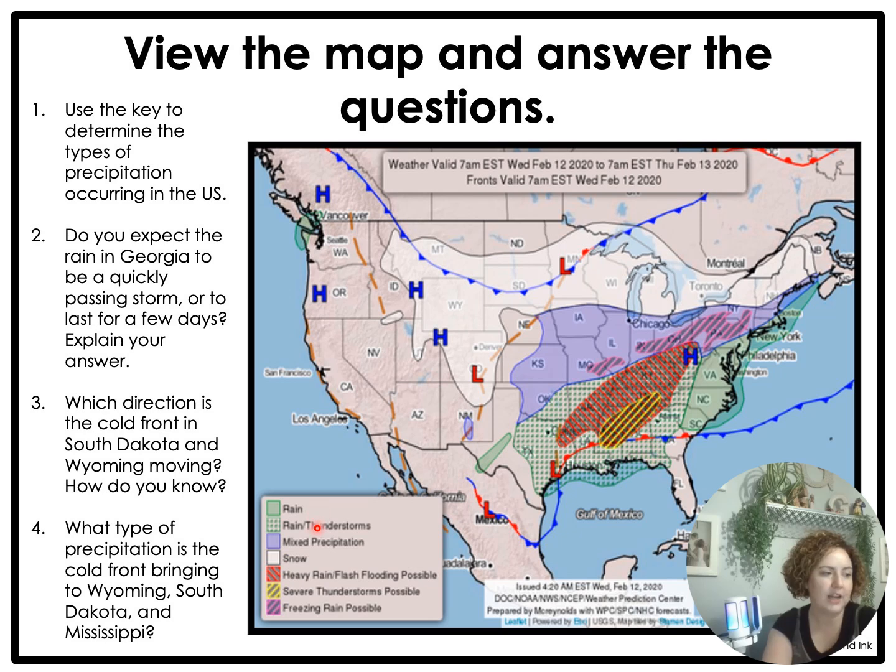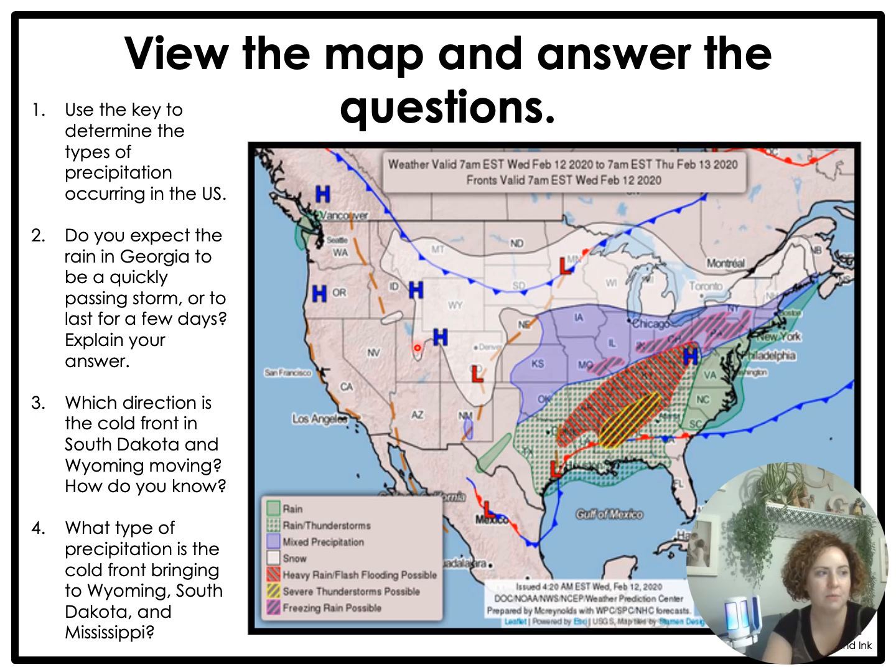So we have rain, rain with thunderstorms, mixed precipitation, meaning that we get a little bit of rain, a little bit of snow, heavy rain, possible flash flooding, severe thunderstorms possible, meaning that maybe there's tornado warnings, that sort of thing. And then freezing rain possible, meaning that it's just cold enough to start freezing it, but not cold enough to keep it snow. Okay, so we got to look at that.